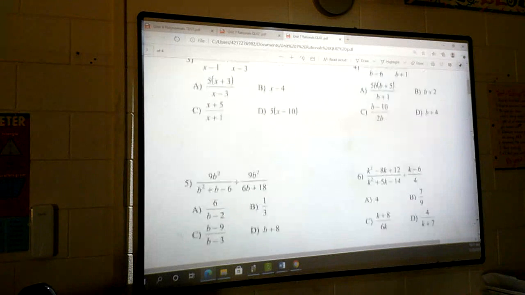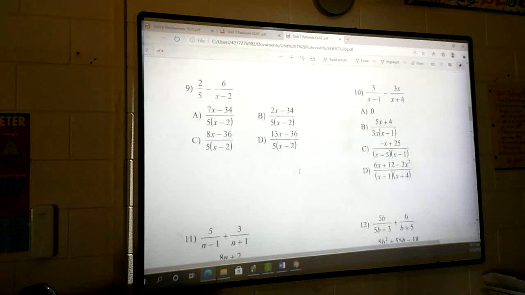Then you go to adding and subtracting. When you look at adding and subtracting, you are trying to find a common denominator. Like in number 9, the common denominator is 5 times (x minus 2). So this fraction needs to be multiplied by 5, it's missing the 5, and this fraction needs to be multiplied by x minus 2. Once you multiply them by that, you can subtract straight across.